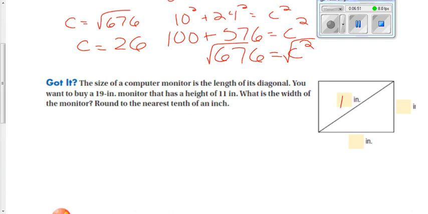So this time, if my diagonal is 19, my height's 11, I am finding a leg, not the hypotenuse. So I'm going to pause the video, work it out on my own. I want you to do the same. See if you can set up this equation and solve for the missing side. Keep in mind you're solving for either the A or the B, the leg. Pause it.